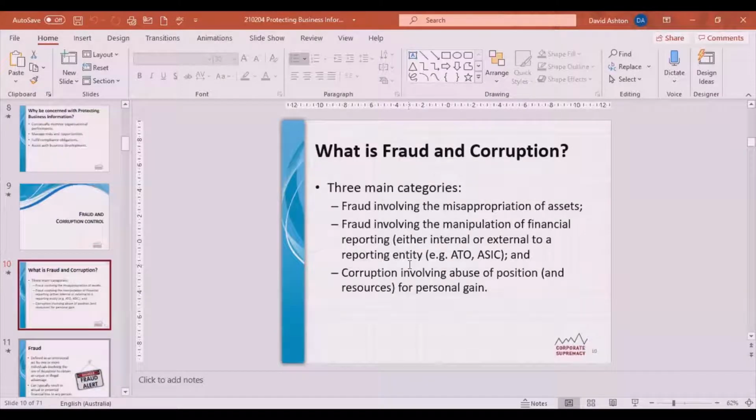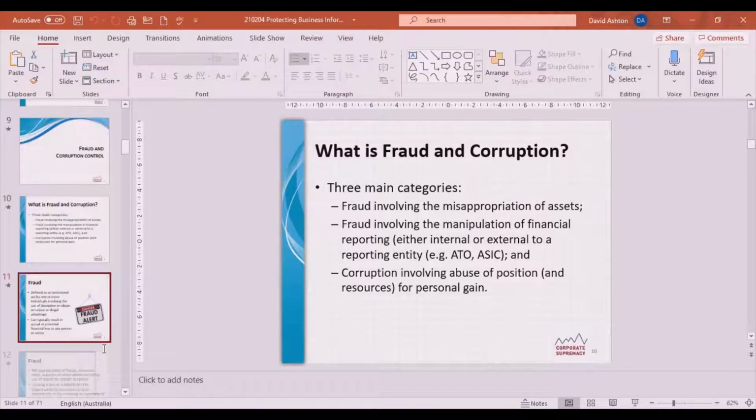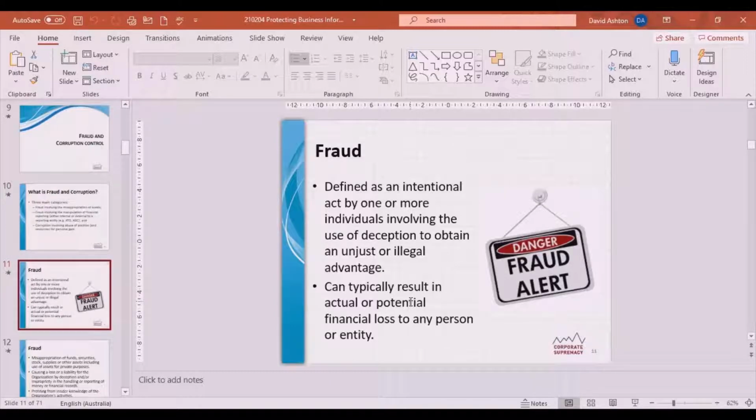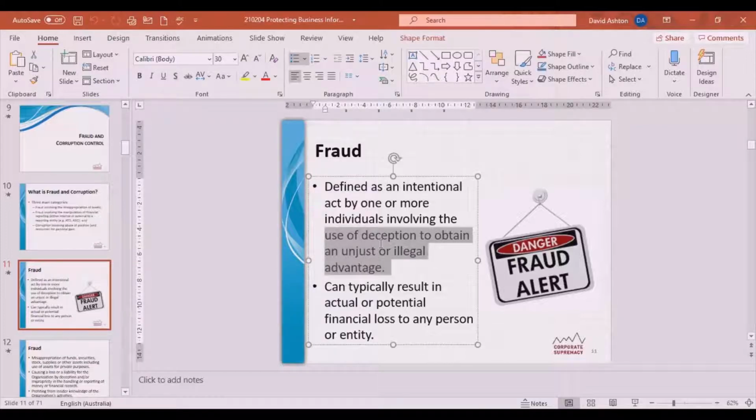So, procurement, someone hiving off 10% of your income to their personal bank account, that type of thing, or using their position for an unjust benefit to themselves at the expense of your business. So fraud itself is defined as the intentional act by one or more individuals involving the use of deception to obtain an unjust or illegal advantage, which can potentially result in a financial loss to any person or your business. So they're using your business, your resources, your money to enrich themselves and not benefit the business and its shareholders.